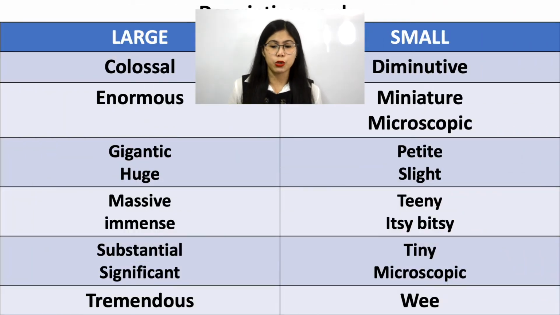Here are some of the descriptive words that you may use. If you want to describe something as large, you may use colossal, enormous, gigantic, huge, massive, immense, substantial, significant, and tremendous. And if you want to describe something as small, you may use diminutive, miniature, microscopic, petite, slight, teeny, itsy bitsy, tiny, and wee.